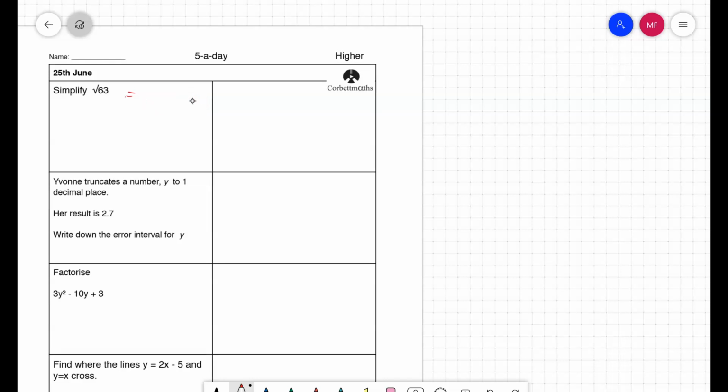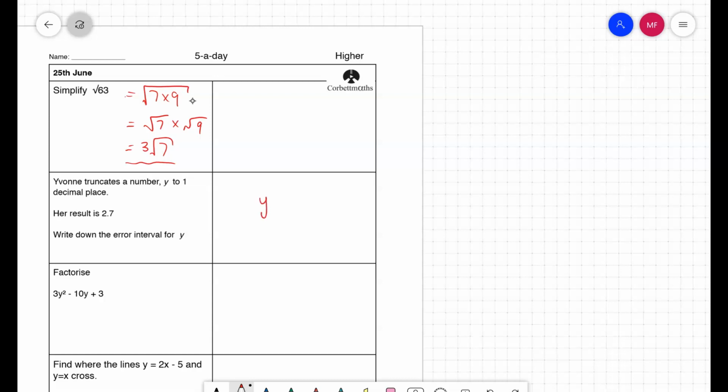Right, so we're trying to find what times what is 63. So we're going to say 7 times 9, 63. And then you can say this. 7 is prime, so we like that, but root 9 to get 3. And there's your answer. Right, truncating numbers is a nonsense, but there we are.